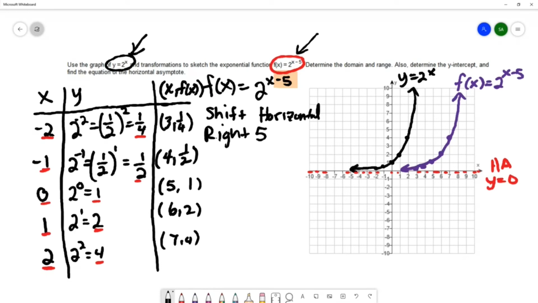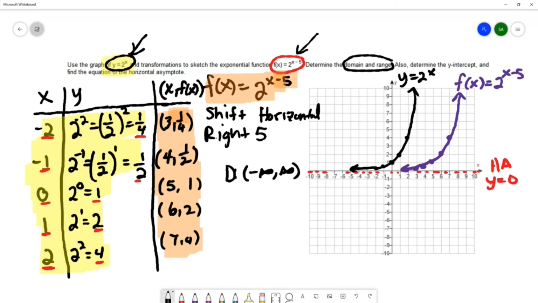So I want to make one more clarification before we answer the other parts of this problem. These ordered pairs in this column here are on the graph of f of x, and the ordered pairs that you see here are on the graph of the basic function 2 to the x. Okay, so let's continue. We want to make sure we find the domain and range. The domain of every exponential function is all real numbers from negative infinity to infinity.